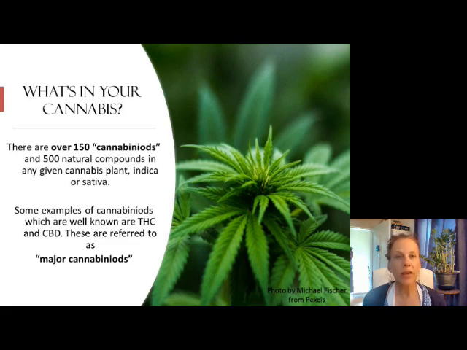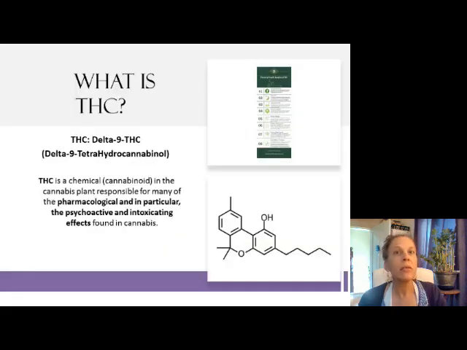So some examples of cannabinoids that you're certainly familiar with would be THC and CBD, for example. But again, remember, those are only two out of over 150 that have been discovered. So THC and CBD are known as major cannabinoids.